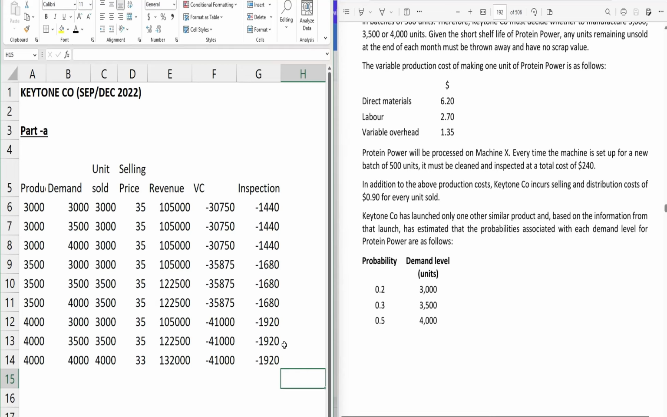As this is again a cost, I have kept it negative. Now we have a selling and distribution cost as well.